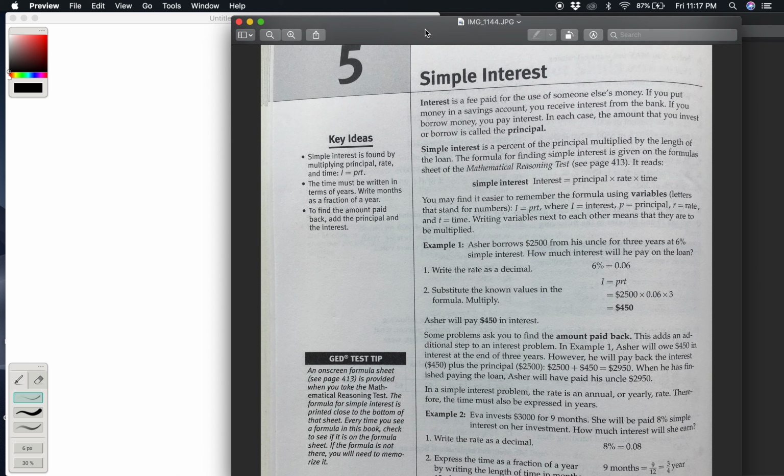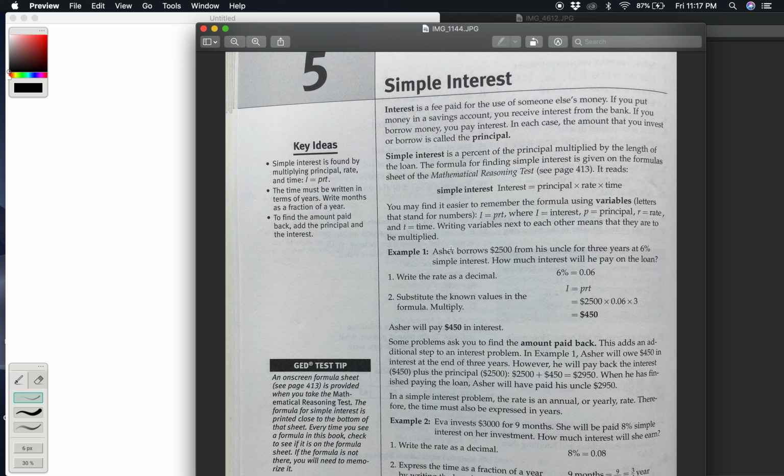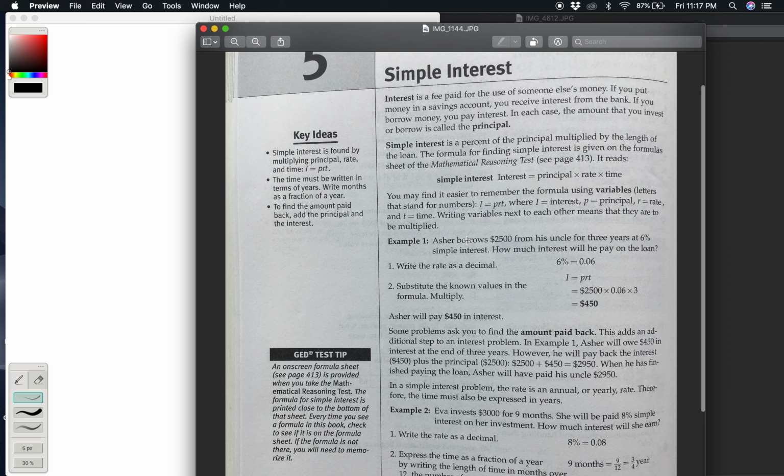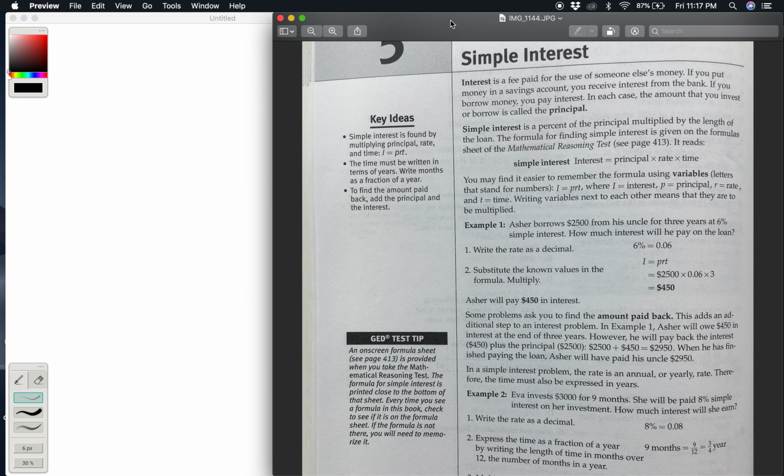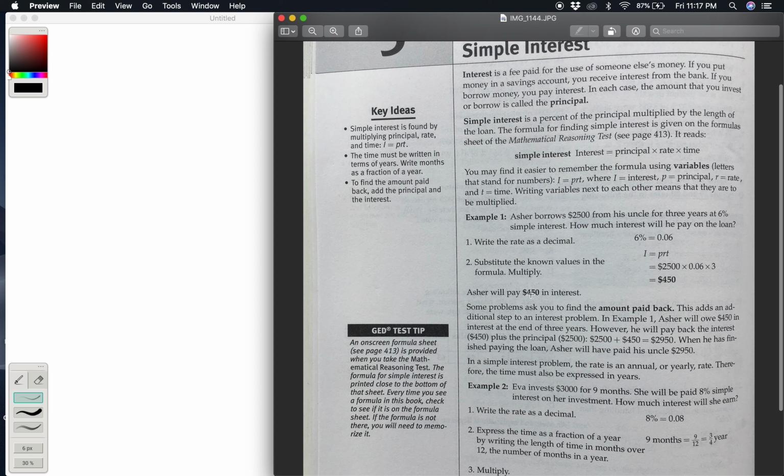Okay, so this basically gives us an example here. Let's see, so we know we need to multiply everything. Asher borrows $2,500 from his uncle for 3 years. I'm pausing because I'm trying to decide if I should read this here. I will read this. Okay, starting with interest.